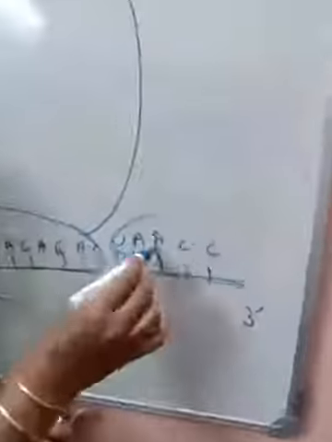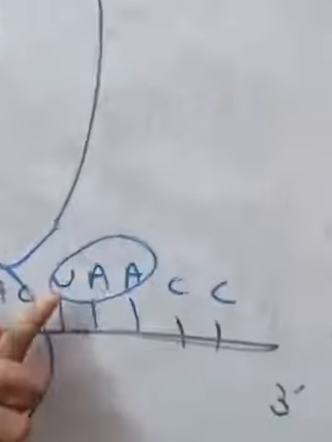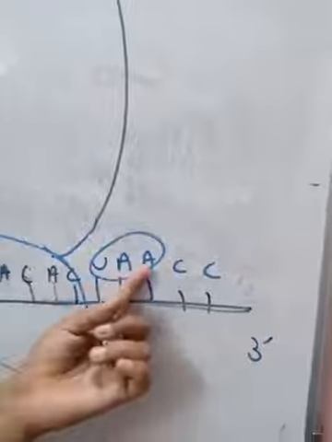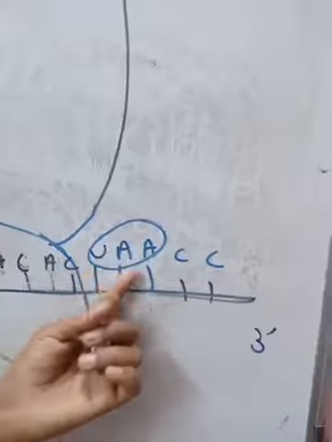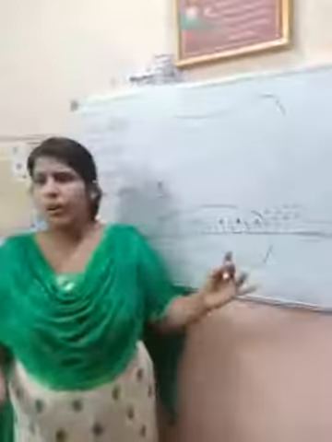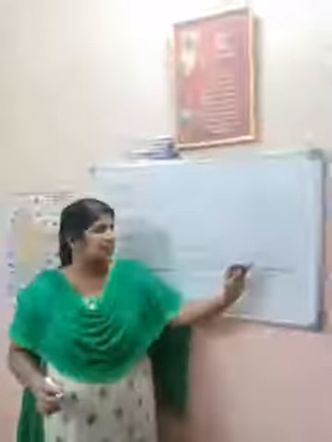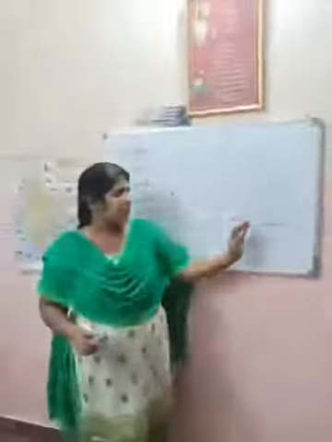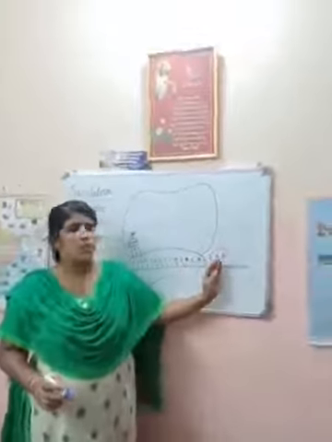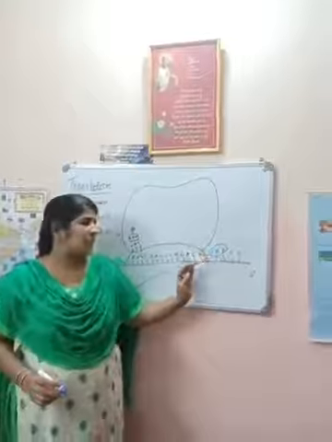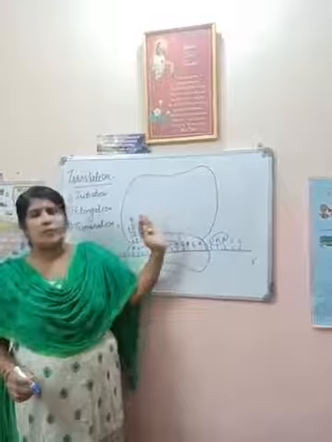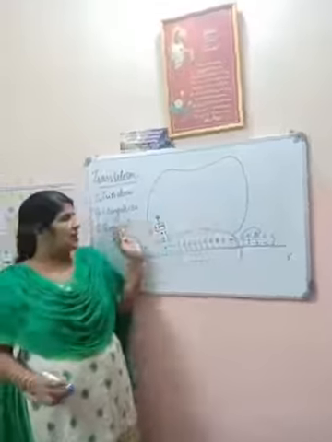The termination codon, or stop codon, may be UAA, UAG or UGA. These are the stop codons. When it reaches a stop codon, it is not coding for any amino acid. Instead, some releasing factors are produced, and they lead to the termination of the process and help to release the polypeptide chain from the ribosome. Like that, the termination process occurs.